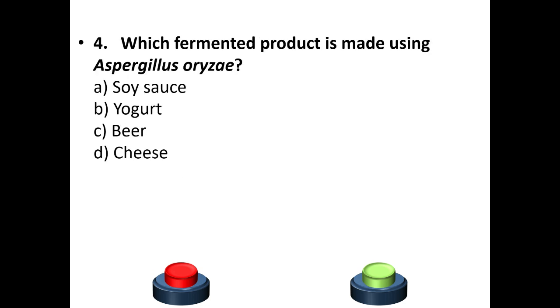Beta-glucan. Fourth question, which fermented product is made using Aspergillus oryzae? Soy sauce, yogurt, beer, cheese. Which is the answer? Your answer is soy sauce.